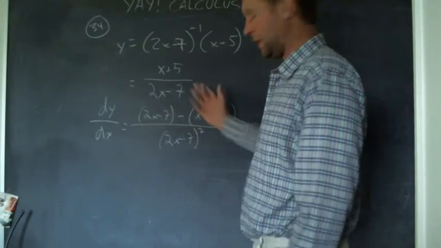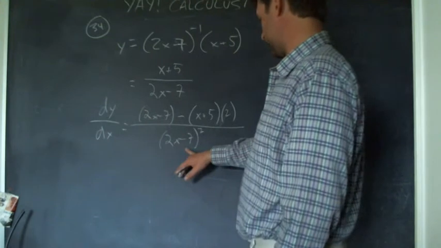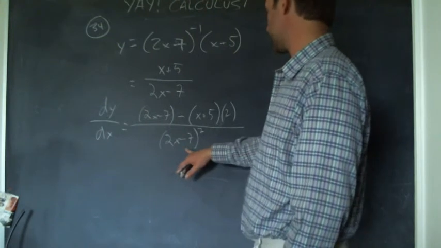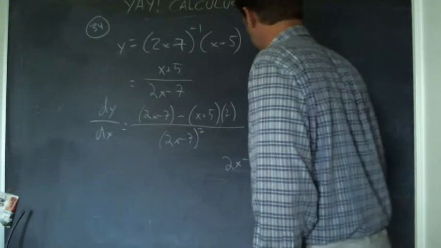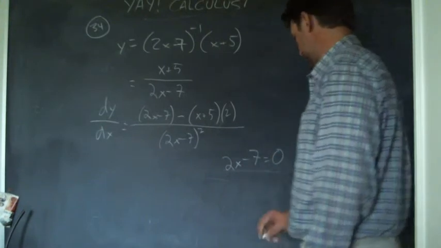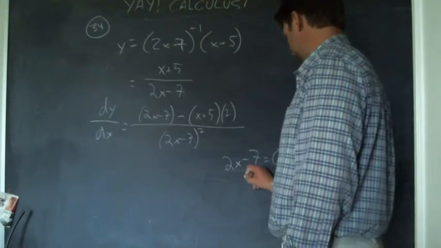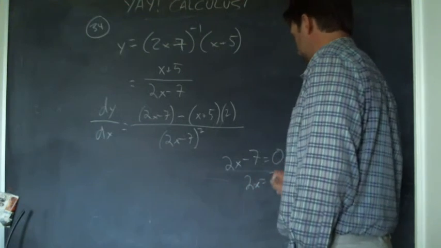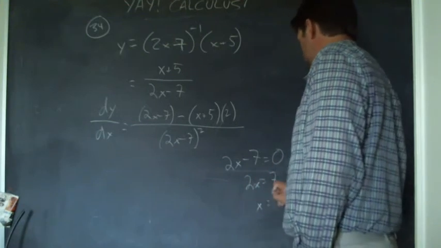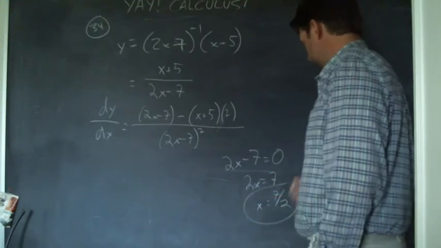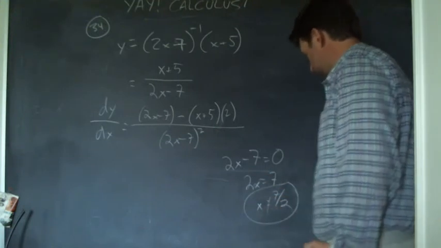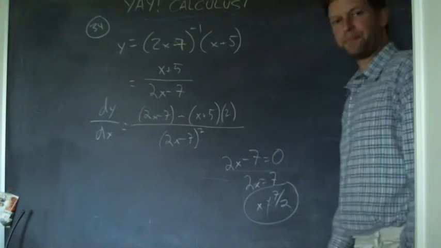Because it's always defined. When is this a problem? When 2x minus 7 equals 0. So this is our prohibition right here. This is when we're not defined. That means when x is equal to 3.5, we're not defined. X may not equal that.